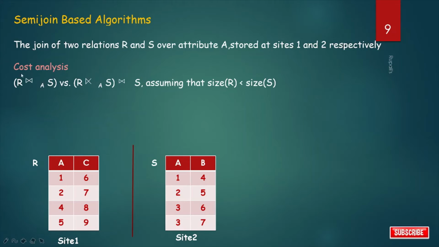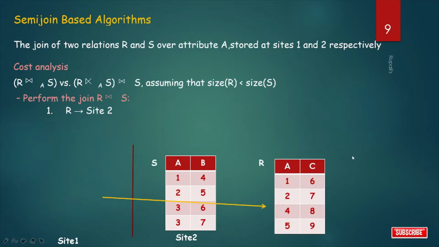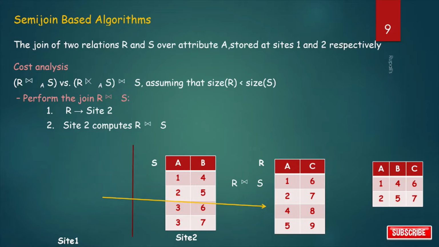First we take R natural join S. Send this relation R, which is in site 1, to site 2, because the size of R is less than the size of S. After that, site 2 computes R natural join S, and after doing the natural join between these two tables, we get the resultant relation.